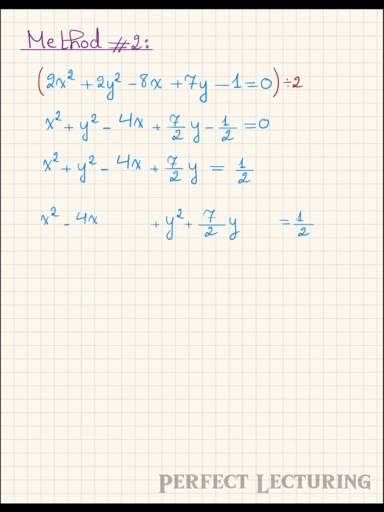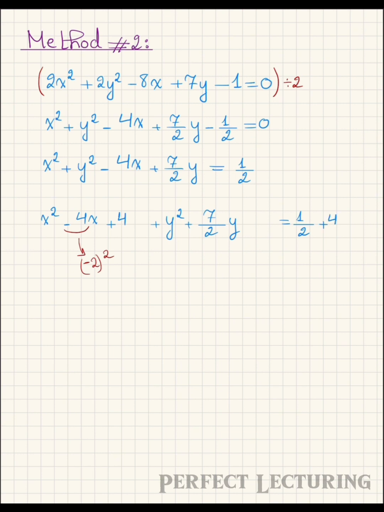So the coefficient of x is negative 4. As I explained in a previous video, to complete the squares, we have to divide the coefficient of x by 2, so that is negative 2, and then square it, so you end up with plus 4. But of course, I cannot just add 4 like this because the equation is going to change. In order not to change the equation, I have to add the same number on the other side.